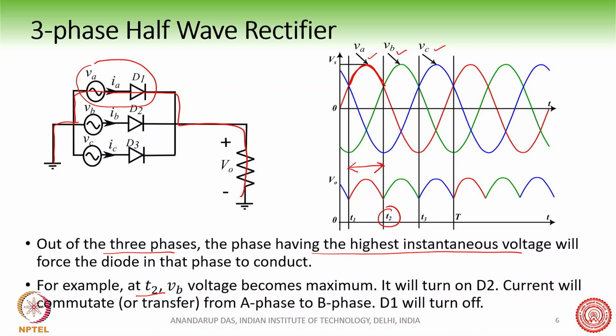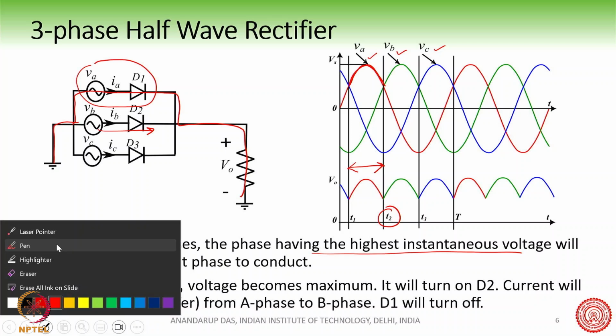VB becomes more than VA, the instantaneous voltage, and therefore this diode D2 will start to conduct, and current will commutate or transfer from A phase to B phase, right? So how does the current transfer from A phase to B phase?